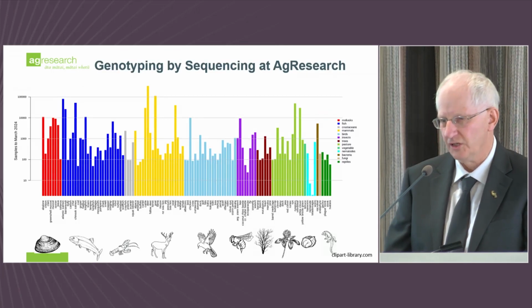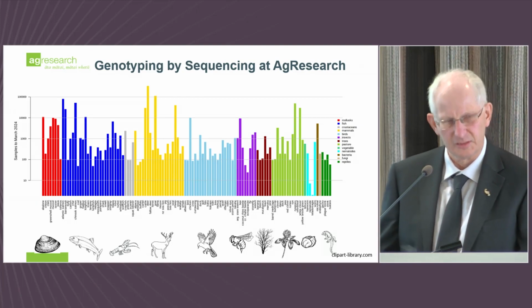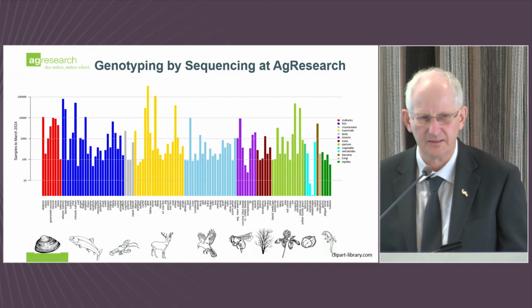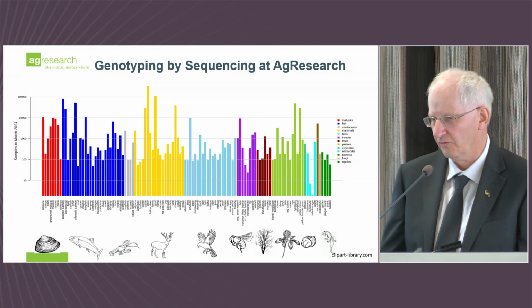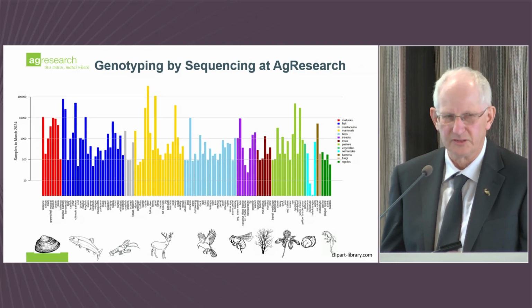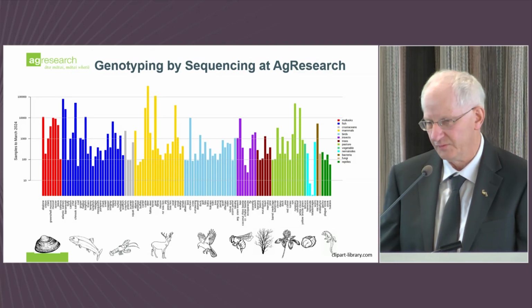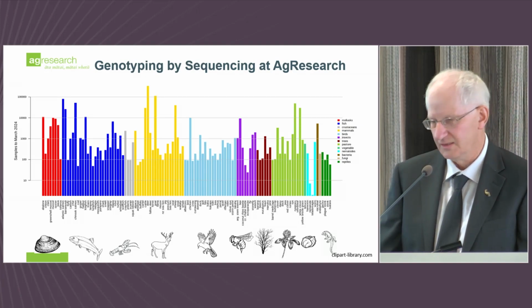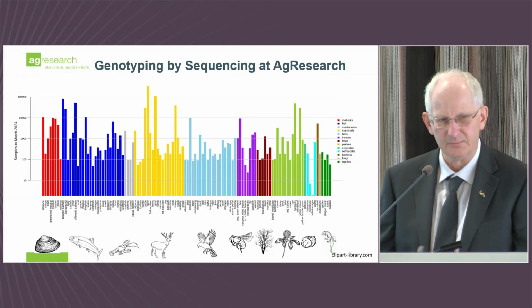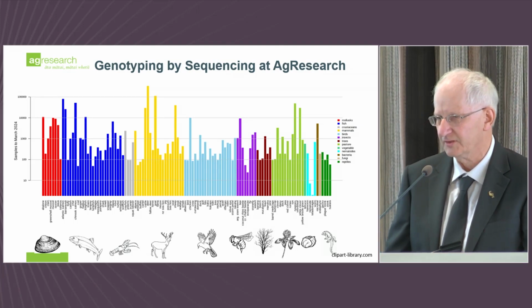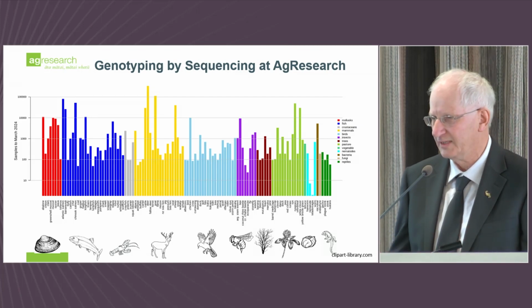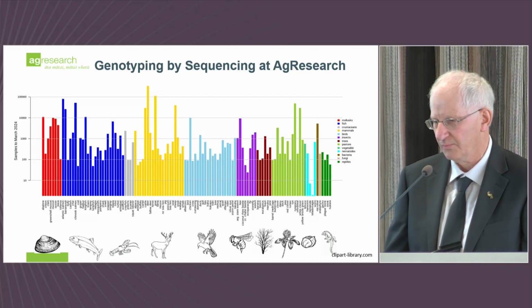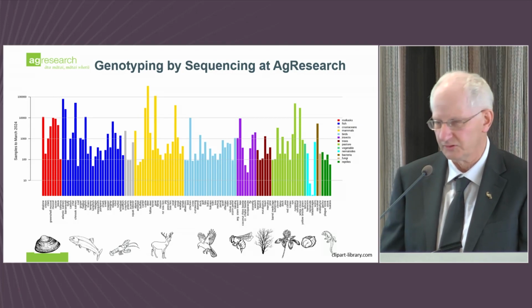And I finally just wanted to show you, this method we call genotyping by sequencing, and here's a plot of the number of samples that we've genotyped in our lab at Invermay. You can see there's a great diversity in species, some of them very many and some of them not so many, but many different species and for many different uses, both primary production and ecological studies.